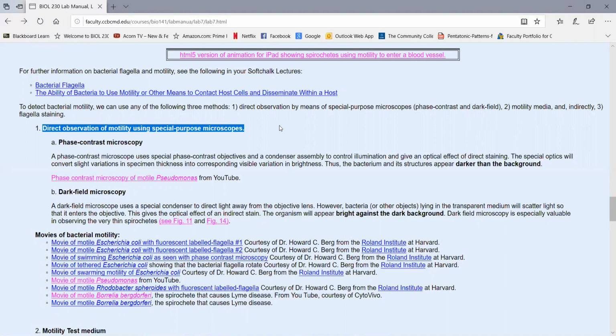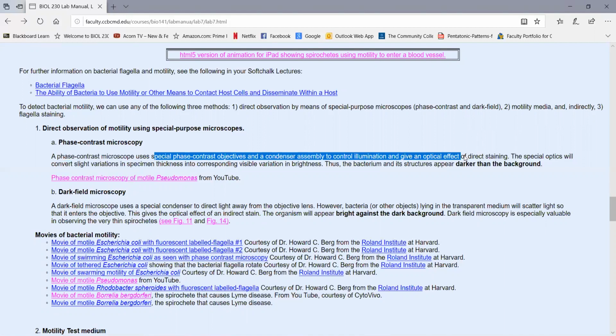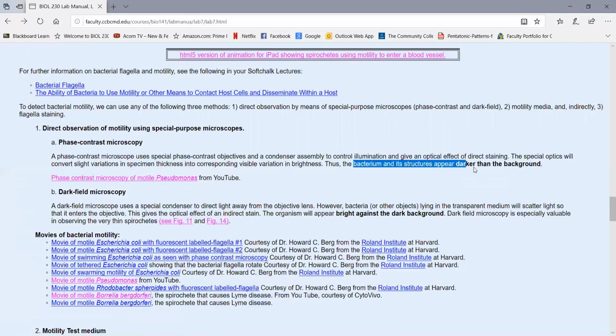But there are special purpose microscopes that use special optics to give you the effect of staining without actually having to use dyes. And the first of these is called a phase contrast microscope. Now, this uses special phase contrast objectives and a condenser to control the illumination to give you the optical effect of a direct stain. It causes the organism to appear darker than the background. So the thicker a specimen is in the liquid, the brighter it appears. The background appears bright and the organism appears darker against that background.